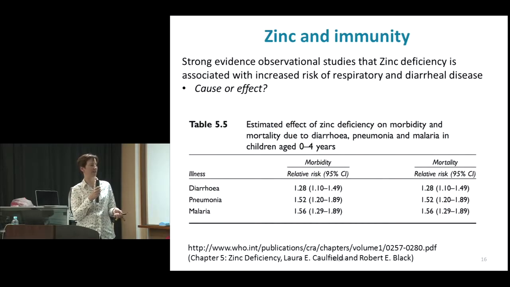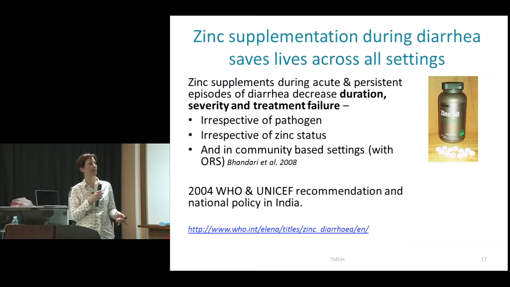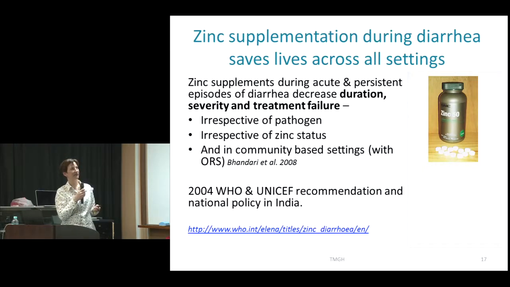52% for pneumonia, 56% for malaria, and similar. And you can see they're all statistically significant because they don't cross 1. So more evidence was done with trials since then.